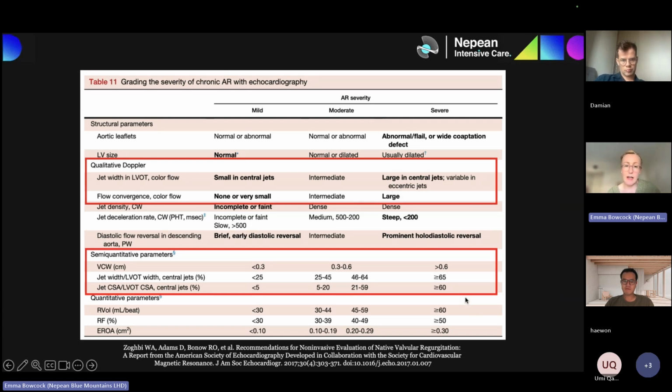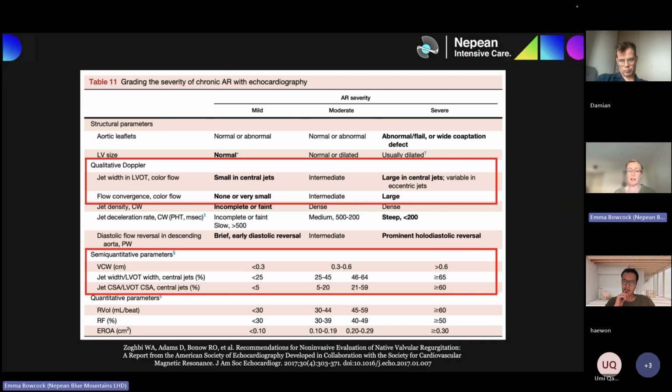And then we can use the different components of the color jet in a semi-quantitative way, if you like, and we can look at the vena contracta width, which I'll show you some pictures of now. If that's more than 0.6 centimeters, it's in keeping with severe. You can see that there's not much between mild and severe, right? We're talking 3 millimeters. So that really emphasizes the importance of accurate imaging, trying to really optimize your images.